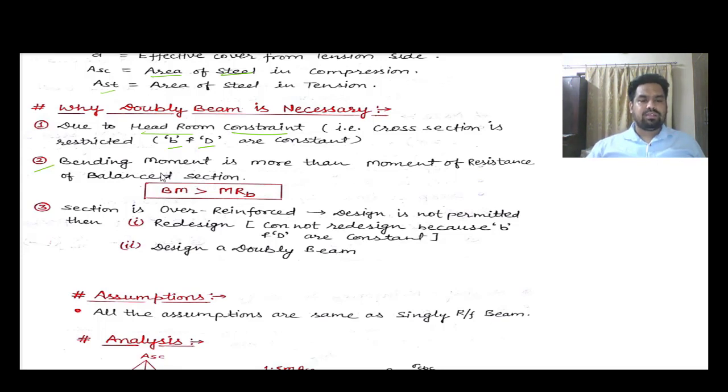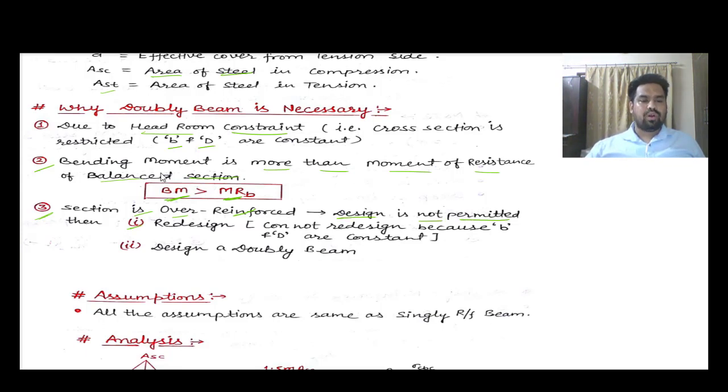Secondly, if the bending moment coming on the section is greater than the moment of resistance of the balanced section. And the third one, which is very important, is that the section is over reinforced. When the section becomes over reinforced, as we have already discussed in previous lectures, we will not prefer the over reinforced section because the failure in that section is sudden. The failure is from the compression side, that is the concrete side, and it is sudden or brittle. So the design is not permitted.